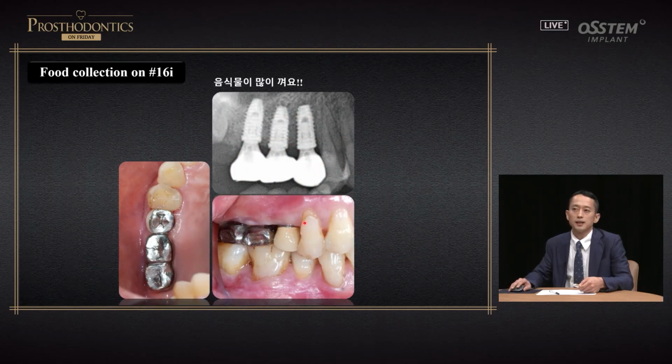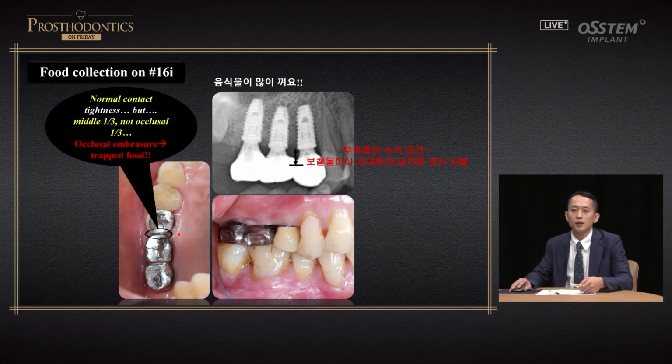This is a different case, number 15 and 16, between the implants. The patient was experiencing a lot of food impaction. That was the chief complaint. If you look at the interproximal contact, the strength is okay, but if you put in the floss, the contact is made not in occlusal third, but middle third. In other words, food becomes impacted in the occlusal embrasure. Therefore, contact point is very important.